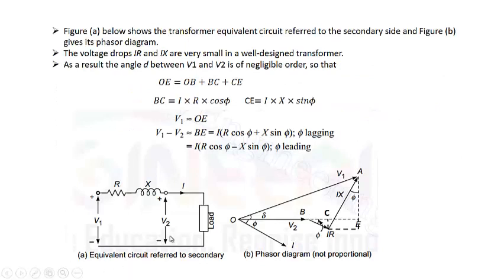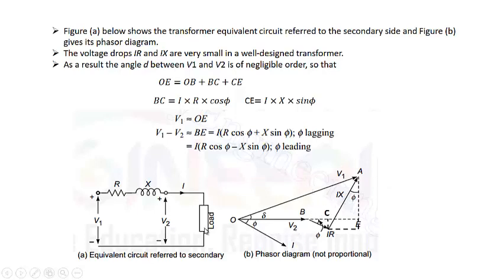So this figure A shows the transformer equivalent circuit referred to the secondary side, and figure B gives its phasor diagram. This is very simple. Let us assume a lagging current here. This is V2, first the reference, that is the secondary voltage. This is the lagging current. So then this voltage will be equal to V2 plus IR plus J IX. This type of phasor diagram I have shown you in the class as well, because we will be using it quite often.